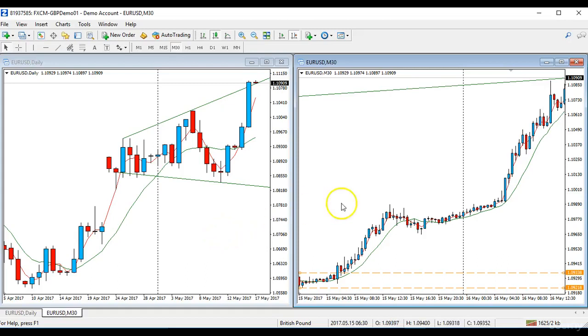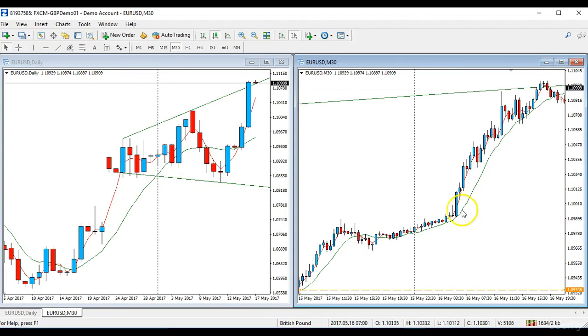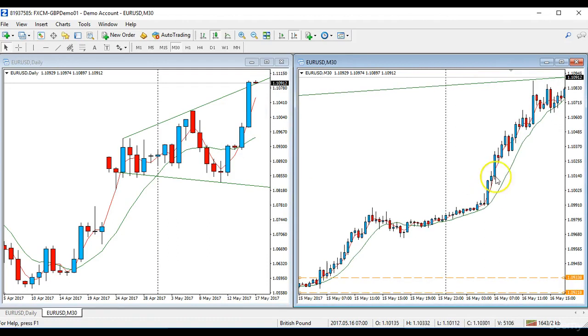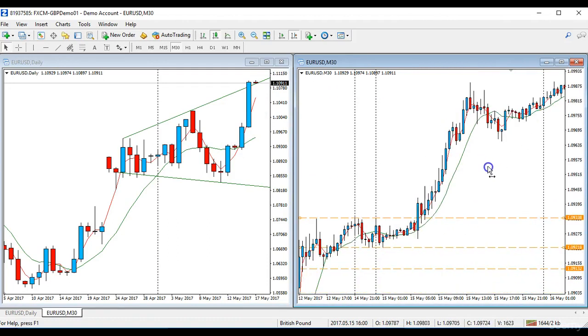So when I come back to this, what you can see now is what I was talking about before: you can now see how price starts to move with momentum on these 30-minute charts. This is what it looks like on the daily. This is what it looks like on the 30-minute chart. And so here are great opportunities to find entries into this move.